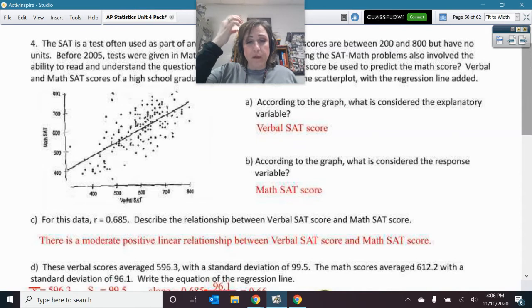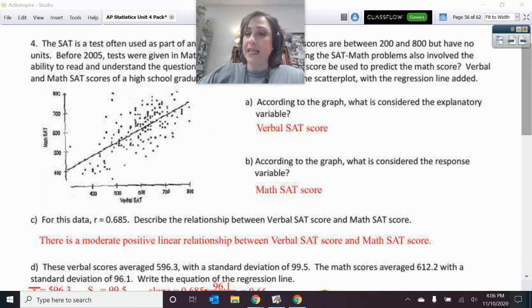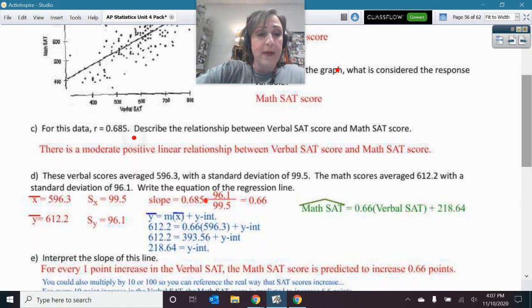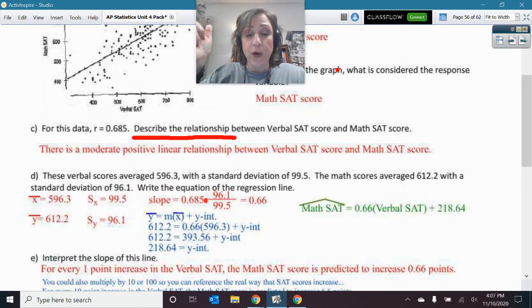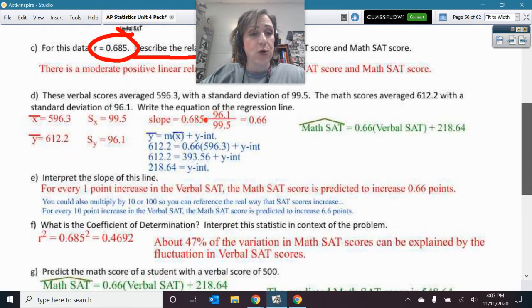Next, here, one of the things that I first asked you to do is identify, again, that's an important thing off the bat with this bivariate data. Identify what your x variable is and identify what your y variable is. So I did that here. Now, next, we have this situation where we are describing the relationship. In other words, interpret the correlation. Well, R equals 0.685. So there is a moderate, positive, linear relationship between verbal SAT score and math SAT score.